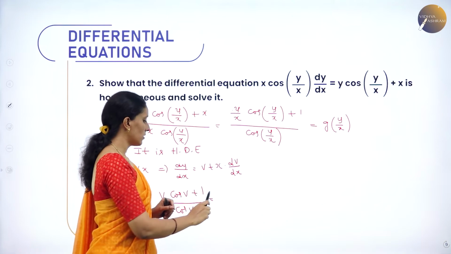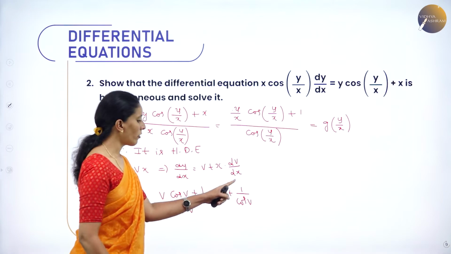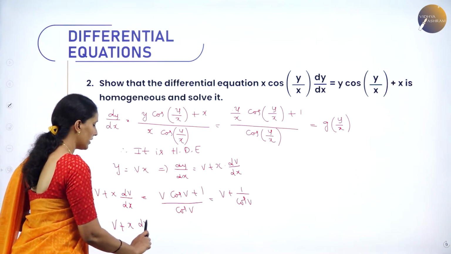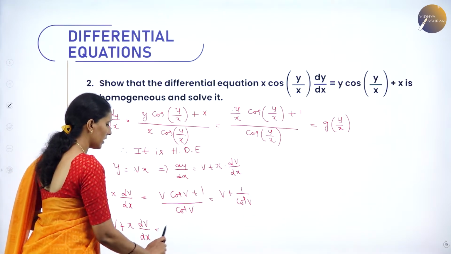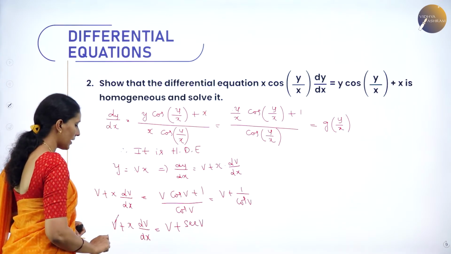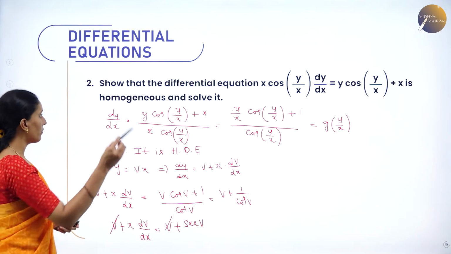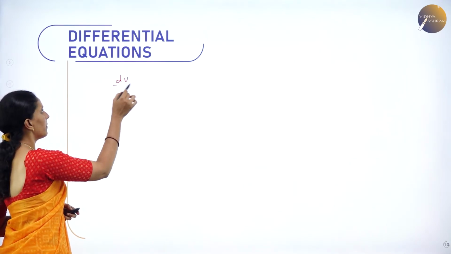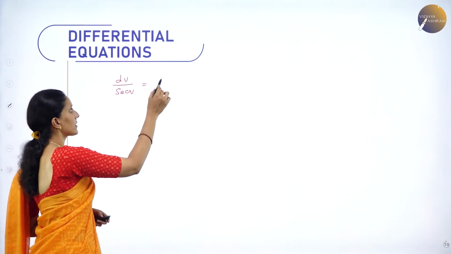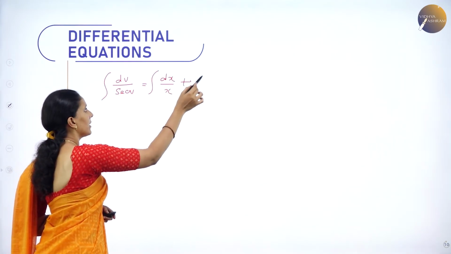So then it becomes v plus 1 divided by cos v, or 1 by cos v can be written as secant v: v plus x dv by dx is equal to v plus secant v. On both sides plus v we can cancel. We can rearrange v and x. So therefore here you can write it as dv by secant v is equal to dx by x. Apply the integral, then add integration constant.